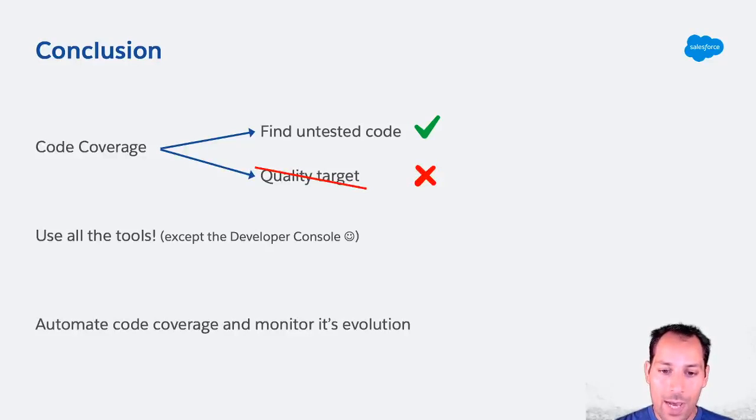And to help you do that, make sure you use all the tools. So remember the three levels of tools. You have the command line interfaces, but you also have the highlighters in Visual Studio Code and continuous integration tools. Try to avoid using Developer Console. At some point it will go away, so make sure you use the modern tools first, whether it is VS Code or any other IDE, use those.